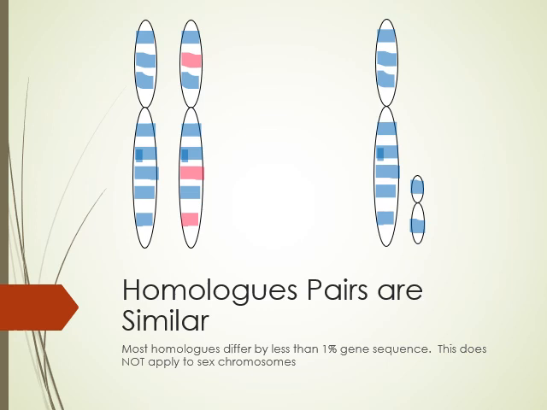Now, homologous pairs are very, very, very similar to each other. These homologs are different by less than 1% gene sequence. Truthfully, we're not terribly different from each other. We may think we look different. We've got different heights, different hair color, different eye color, little things. And I really do mean little things, because the vast majority of our bodies work exactly the same way.